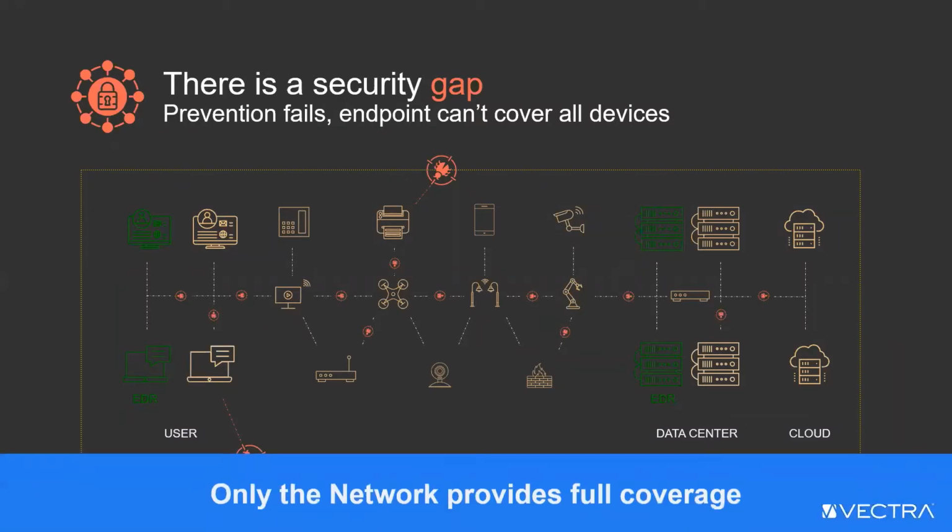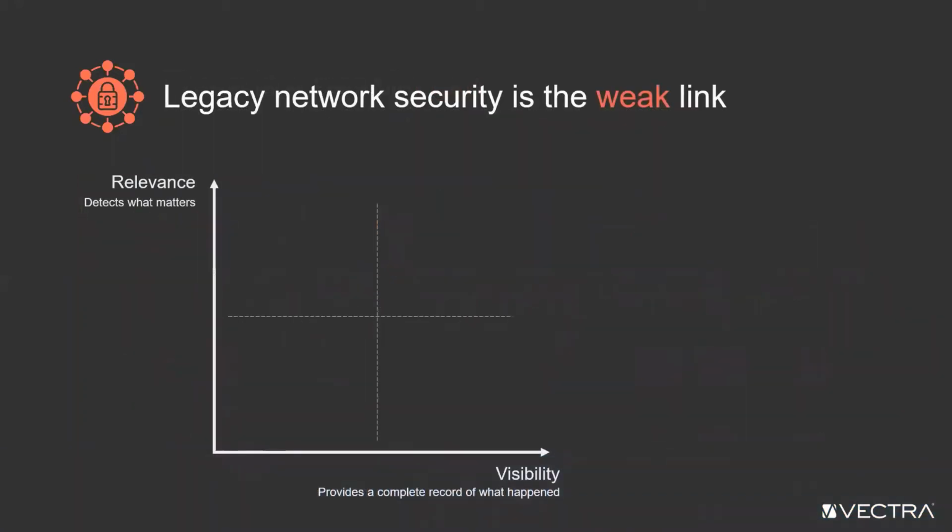So the only way we can really see what's going on is to have a look at the network, and the network is the only area that provides the full coverage. Which is where NDR, or network detection response, comes in, and that's what Vectra is here to do. So legacy network security systems are providing a weak link. We've got products such as IDS, which provide zero visibility. They're designed to stop exploits on the wire using signatures. They're not able to detect modern techniques.